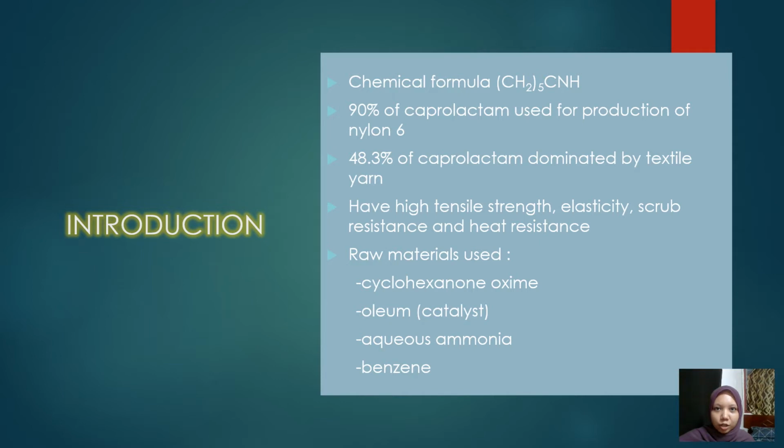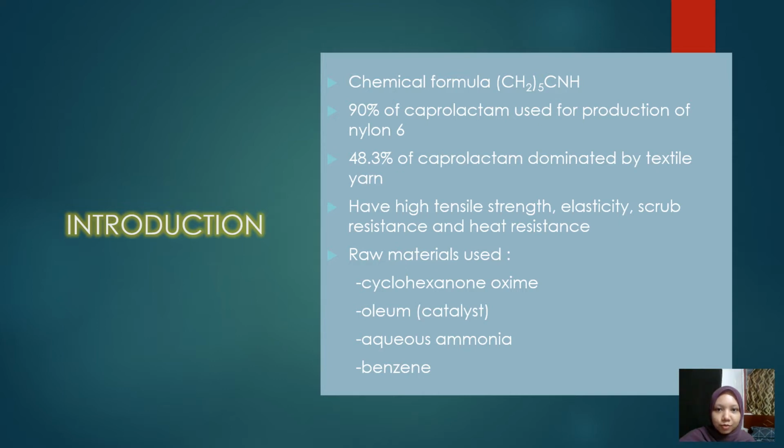Caprolactam is an organic compound with chemical formula (CH2)5C(O)NH. According to Grand View Research, 30% of caprolactam is used for production of nylon fiber with various end products. Caprolactam is widely used in textile, industrial, engineering plastic, and carpet fiber industry. Around 48.3% of caprolactam is dominated by textile that is extensively used in numerous applications including apparel and house furnishing.